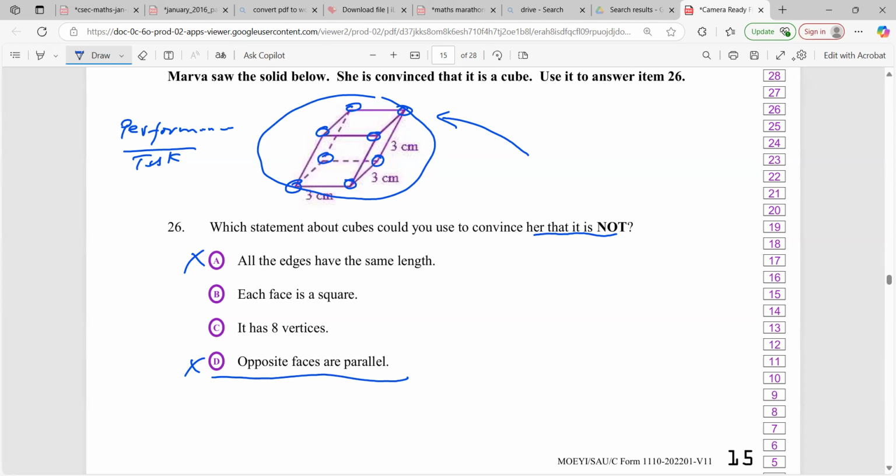Is this a performance task? No, it's curriculum based, but it has a lot of performance stuff.